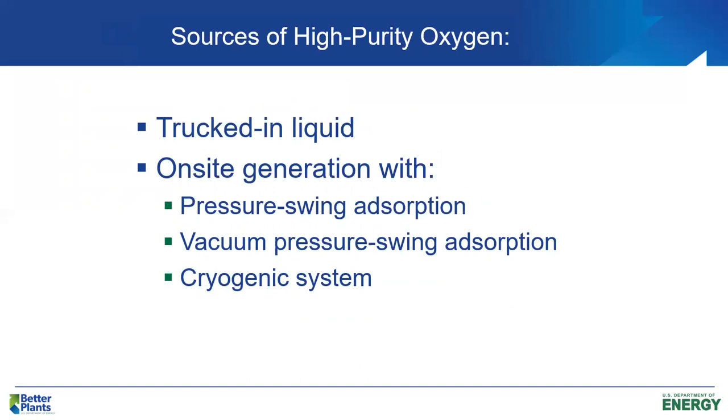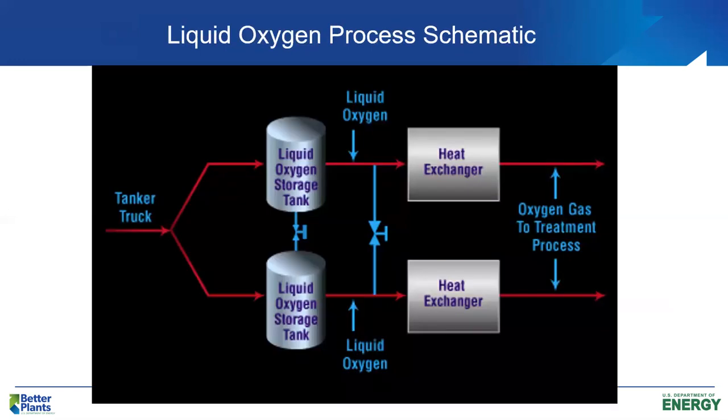As I said before, we generally don't design plants like this for small facilities because of the complexity of the process. Or we can generate it on site using pressure swing adsorption, vacuum pressure swing adsorption, or a cryogenic system. Typically that's what these larger cities will do. They'll generate it on site. But if you truck it in, the liquid oxygen will be stored in storage tanks, pass through a heat exchanger, and be put into the gas phase, and the gas will be directed into the first compartment of the UNOX reactor.